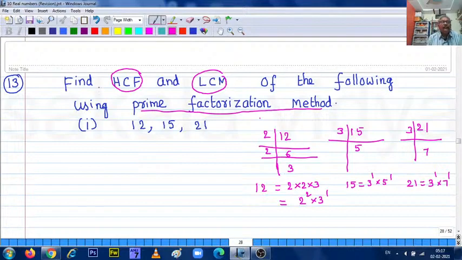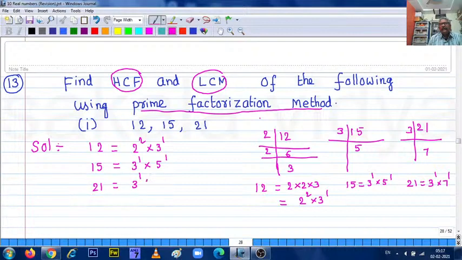After that we need to find out HCF and LCM. First, now the solution, you write down like this. 12 is equal to, first step, 2 square into 3 power 1. 15 is equal to 3 power 1 into 5 power 1. Next, 21 equals 3 power 1 into 7 power 1.